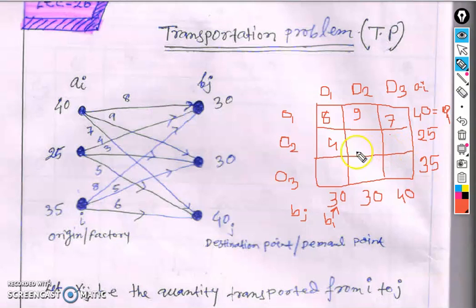And how can I input this cost? This represents the unit cost. We have already mentioned, when we supply 1 unit from the first factory to the first destination, the unit cost is 8. When we supply from the first factory to the second destination point, the unit cost is 9, so here we write 9. When we supply from the first factory to the third destination point, the unit cost is 7, so here we write 7. When we supply from the second factory to the first destination point, the unit cost is 4, so here we write 4.